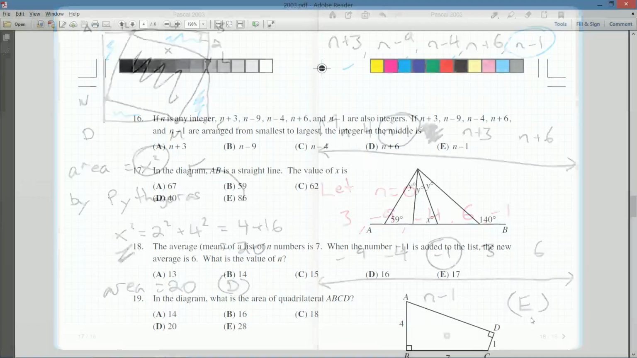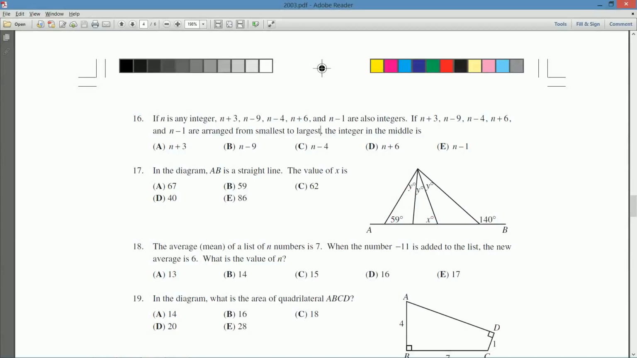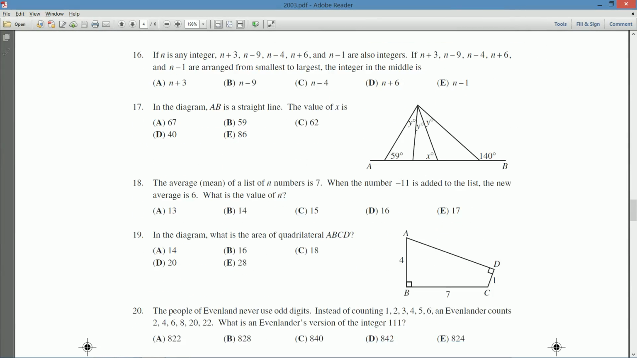Let me just go back and double check. Yep, E, n minus 1. So that one will always be in the middle. Okay? So that does it for question 16.